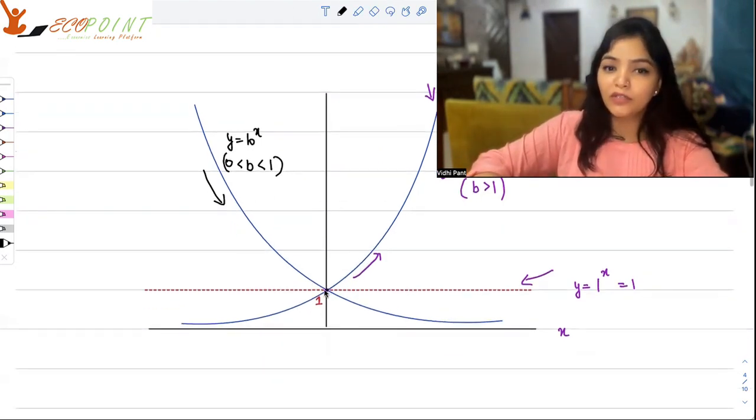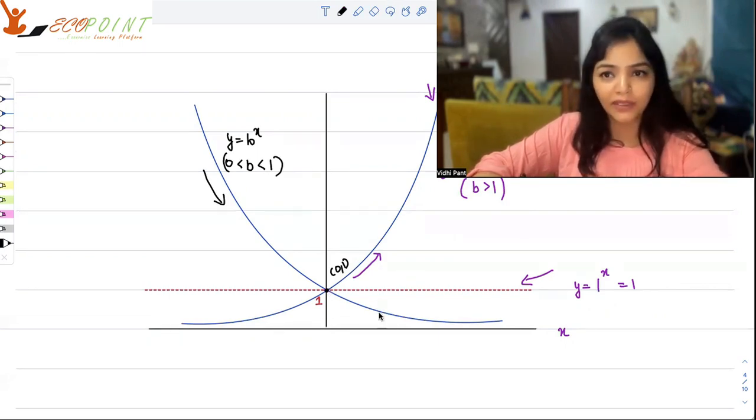What you must notice out here is all the three graphs meet here. And this point is (0, 1). Y is equal to 1 and x equals 0. And that's going to happen in all the three cases. That's happening, right? So they will meet out here.